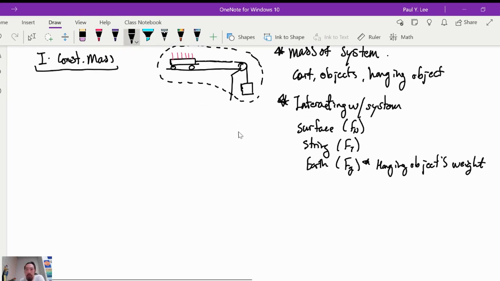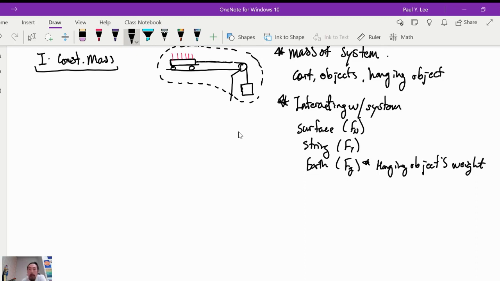When you're defining a system, it's really helpful to draw a circle around what you're looking at, for the sake of the problem, and when we're solving things numerically. Okay, so let's go into the lab itself.